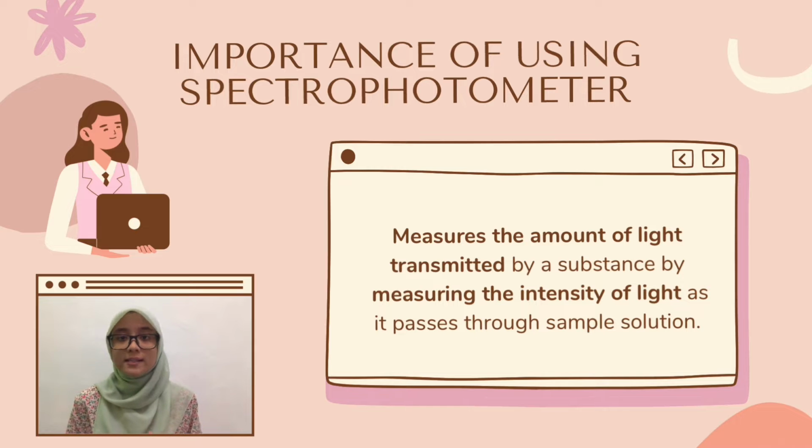The reason why this experiment uses a spectrophotometer is because it can measure the amount of light transmitted by a substance, by measuring the intensity of light as a beam of light passes through the solution. As for this experiment, the solution that was used is iron trichloride.